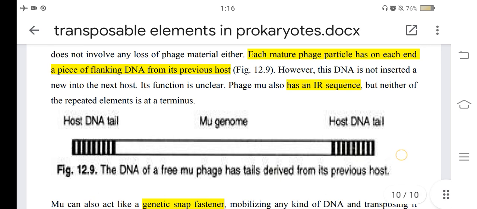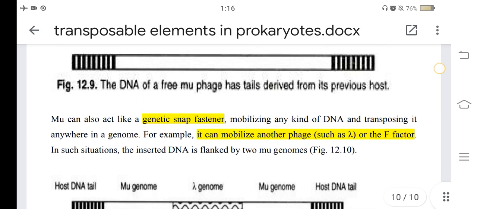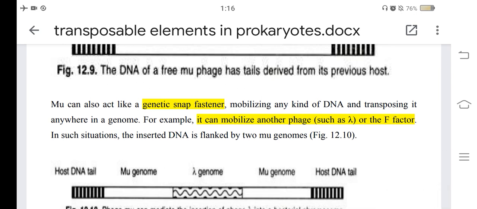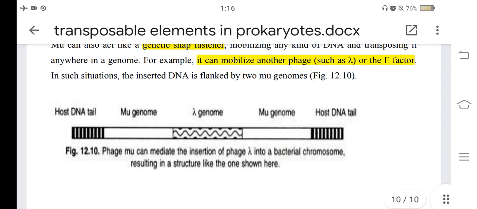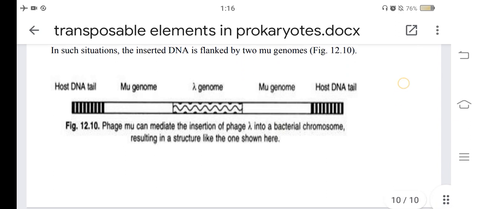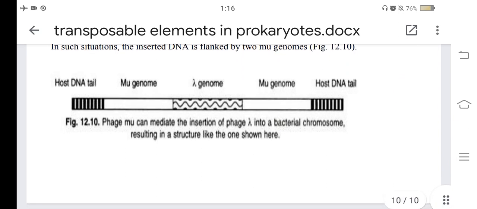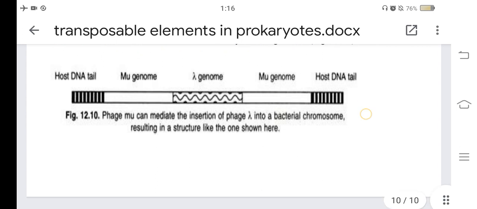So: host DNA tail, Mu genome. The DNA at the end of the free Mu phage is derived from its previous host. Mu can also act as a genetic snap fastener, mobilizing any kind of DNA and transposing it anywhere in a genome. For example, it can mobilize another phage such as lambda or the F factor. In such situations, the inserted DNA is flanked by two Mu genomes: host DNA tail, Mu genome, lambda genome, Mu genome, and host DNA tail. Phage Mu can mediate the insertion of phage lambda into bacterial chromosomes, resulting in a structure like the one shown here.